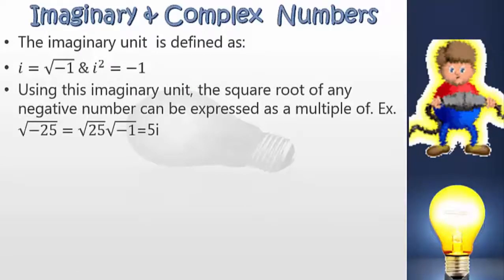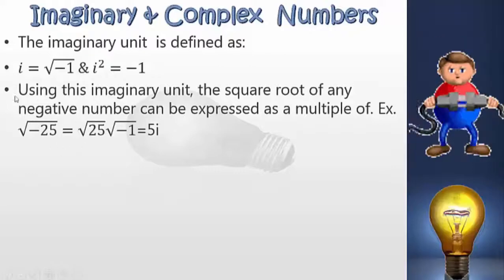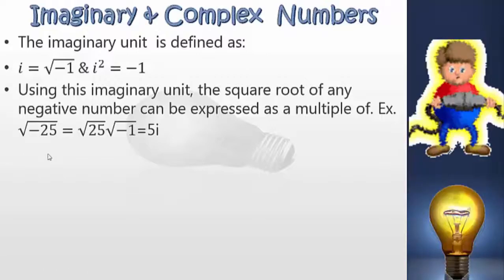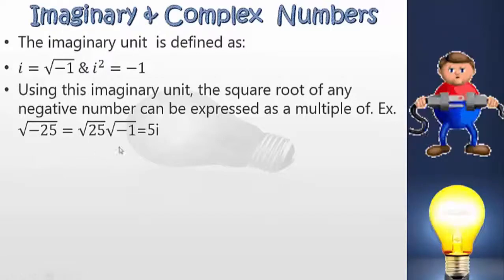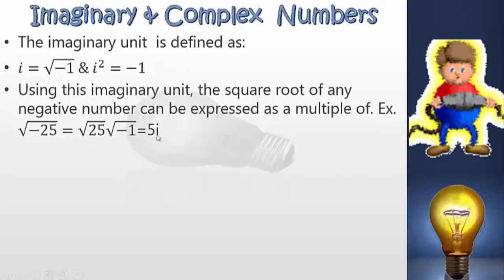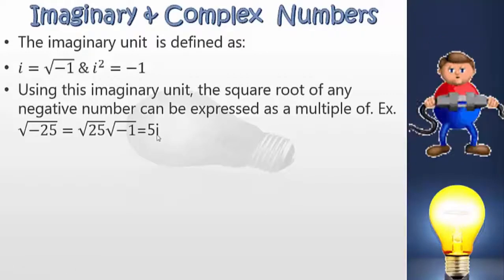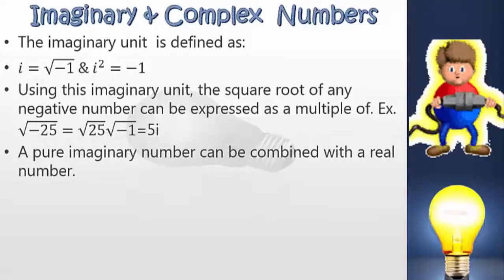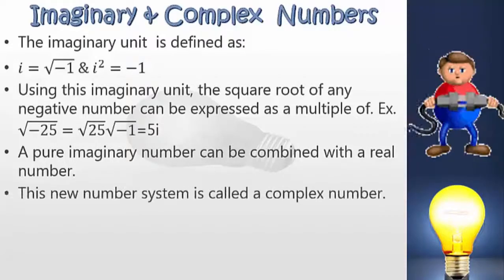So, as I just mentioned, this is what happens in the case of imaginary numbers. If we start off with negative 25 underneath the radical sign, we end up separating the real 25 and then multiplying it by the square root of negative 1, which we've defined as i, and that's called 5i. A purely imaginary number can also be combined with a real number to form what is called a complex number.